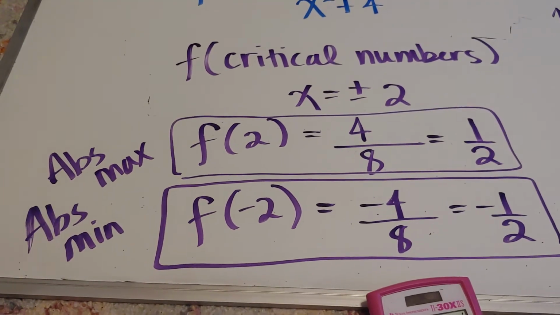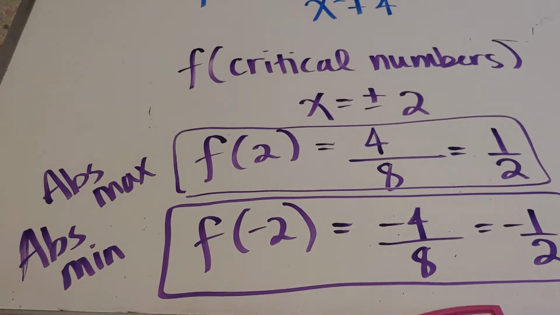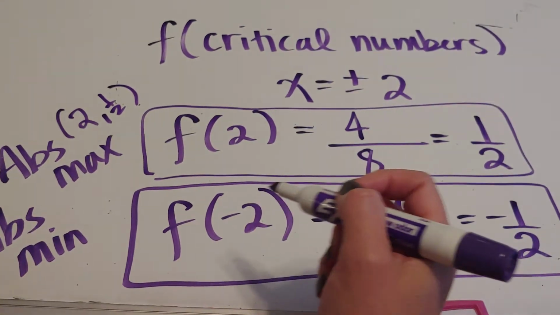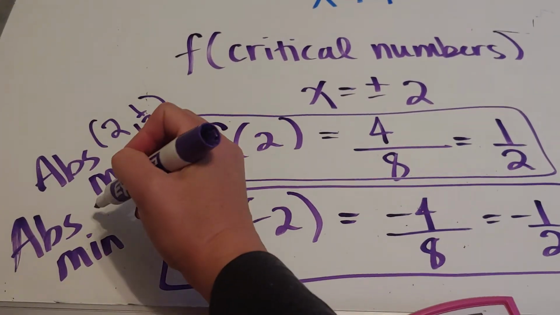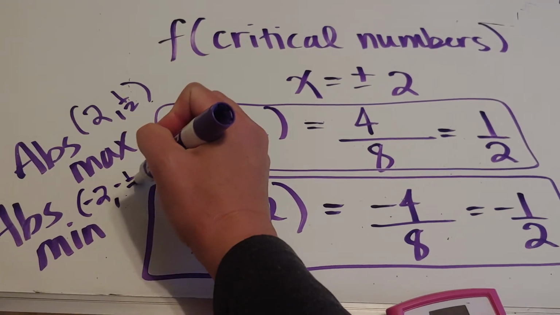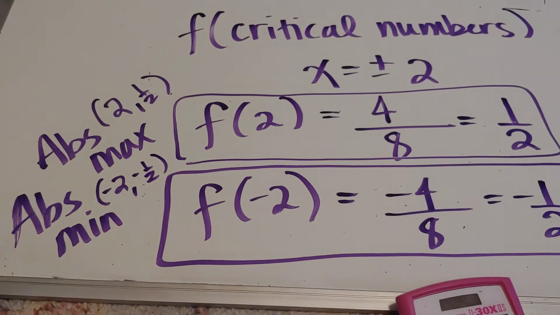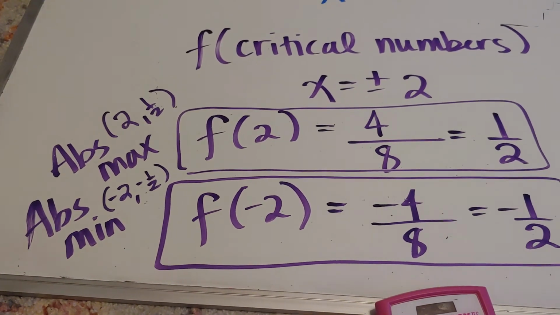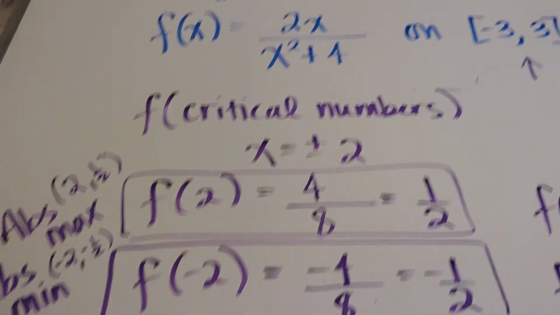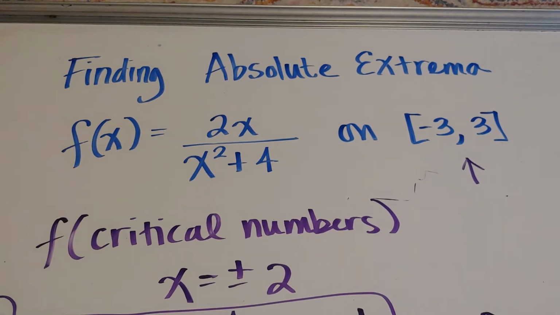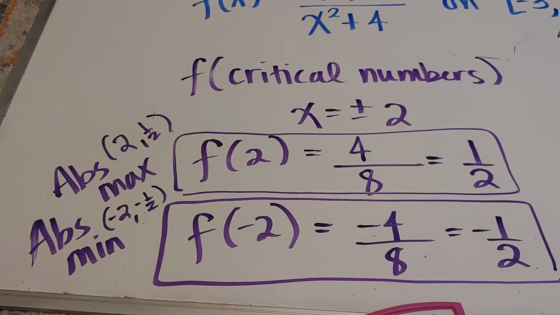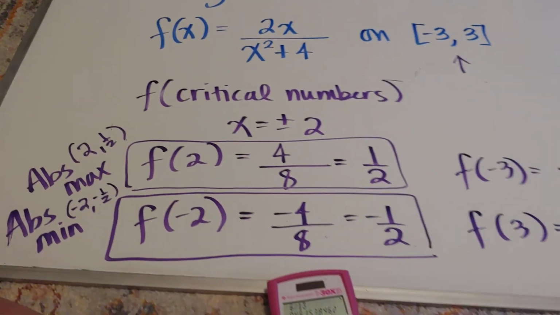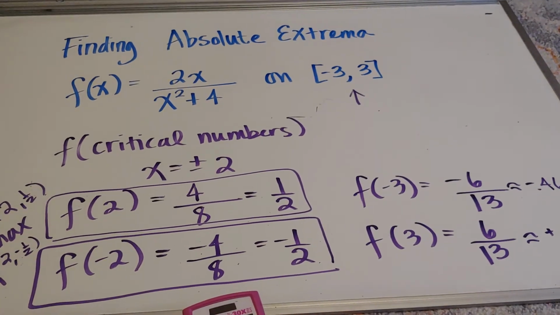So we would say the absolute max is at the point 2 comma a half. My absolute min is at the point negative 2 comma negative 1/2. As I sneak it in. All right, and again, the nice thing about having graphing utilities and technology available is that we can double check. If you graph this original function on this closed interval, we should see an absolute max at 2, 1/2 and an absolute min at negative 2, negative 1/2. All right, good luck finding absolute extrema.